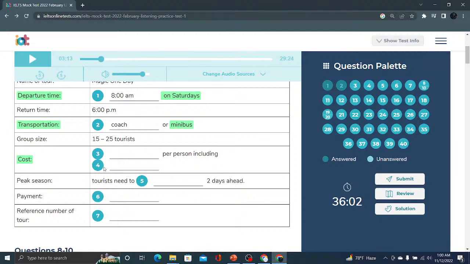Here is question number 3 and question number 4. So cost, per person, including. Let's listen to it.